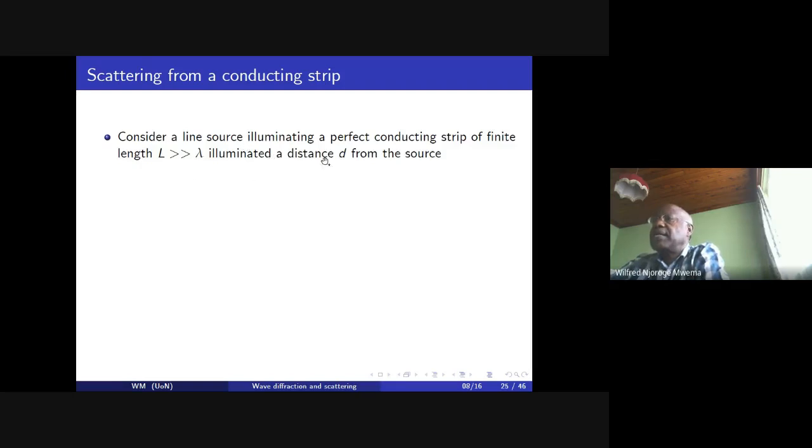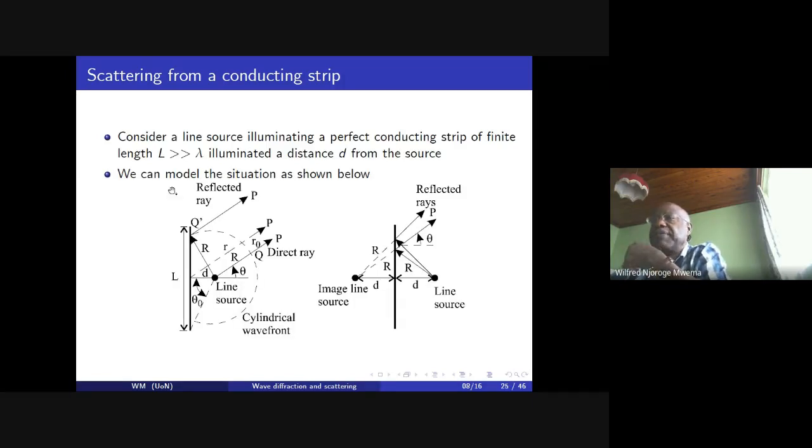Okay? And it is illuminated at a distance d from the source. We can model the situation as shown below. That is, this is the line source, and then we can place a cylindrical surface centered at the line source, and then we can see that the angle from the line source to the end of the strip, which is of length L, is theta naught, and the radius is just r to that point and to that point.